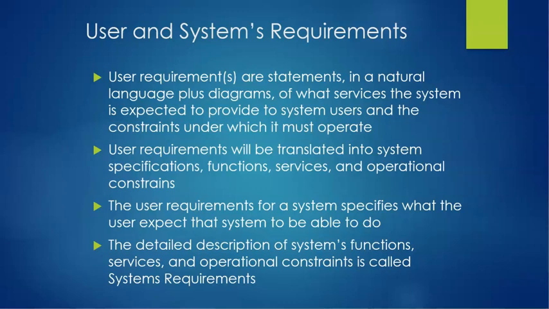User requirements will be translated into system specifications, functions, services, and operational constraints. The translated detailed description of systems, functions, services, and operational constraints is called system requirements. So we have user requirements that will be translated into system requirements. The high level of description is user requirements, and the detailed lower and technical level is system requirements.